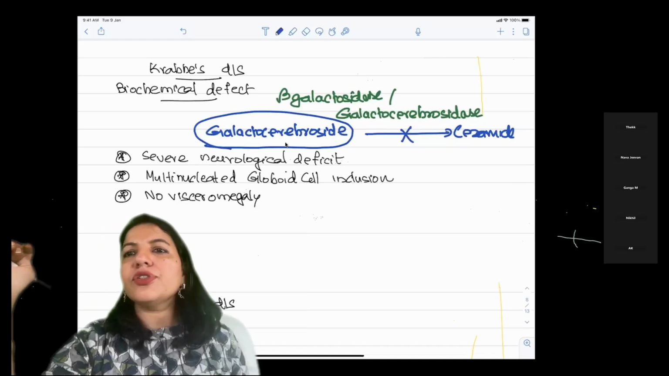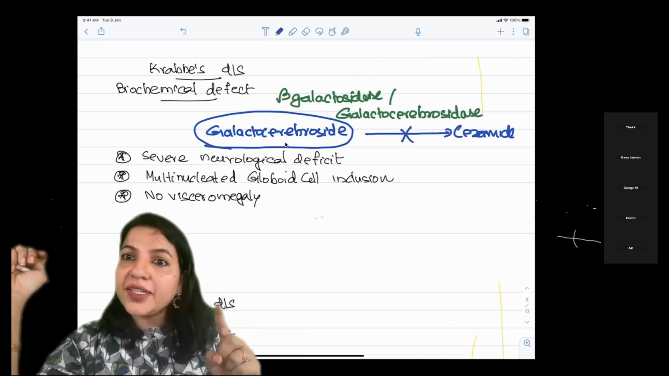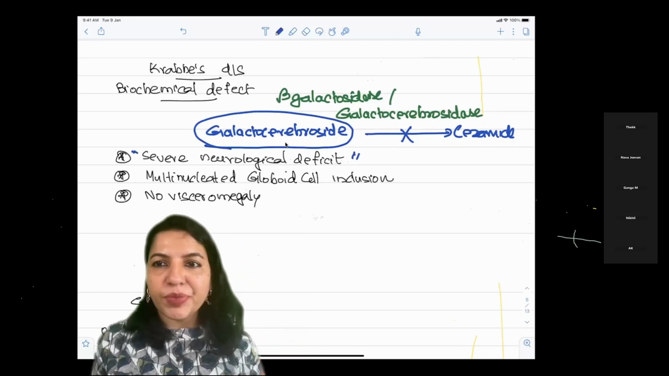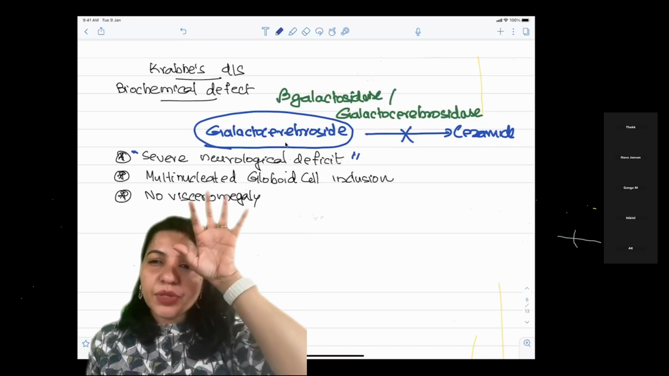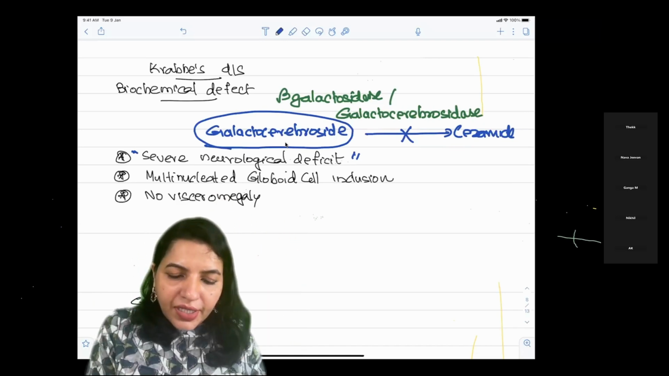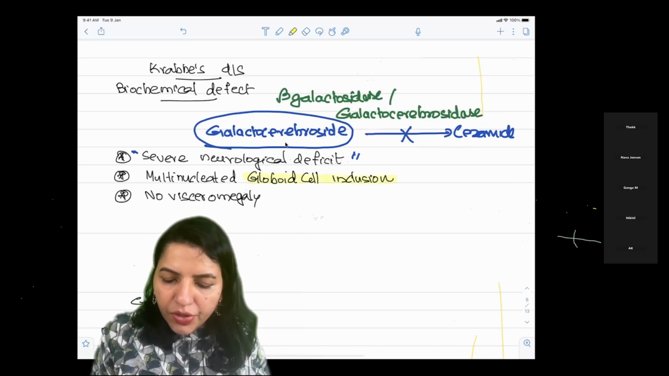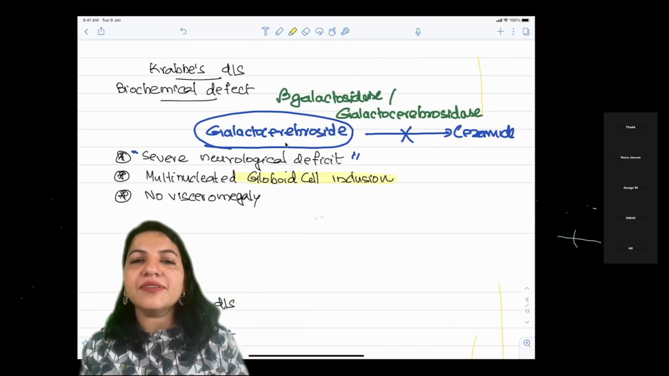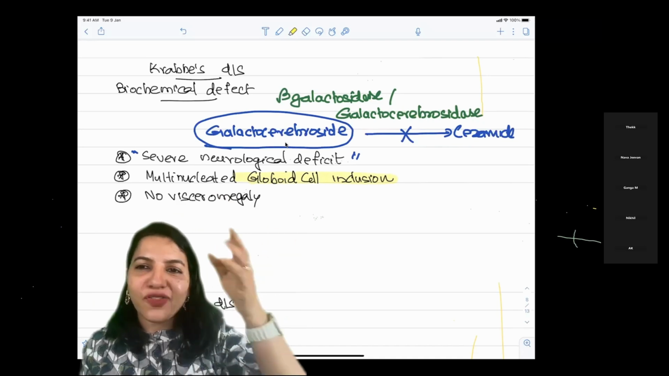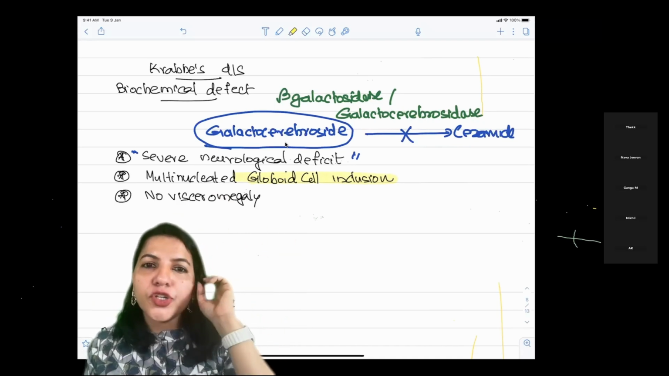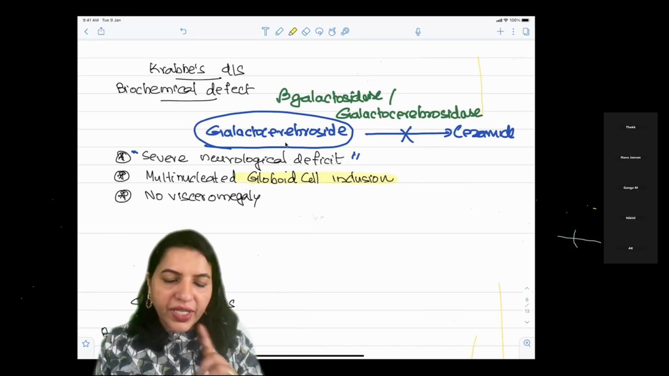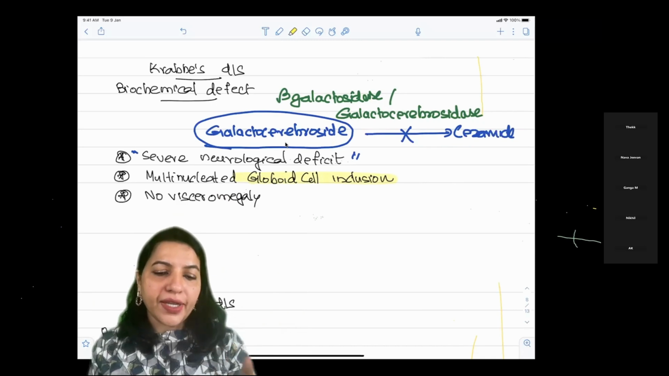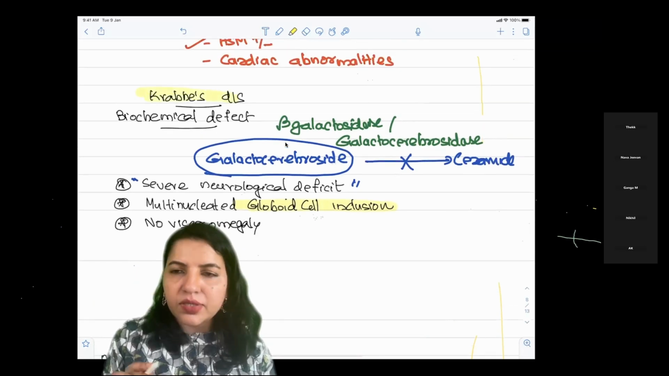So neural, which means in Krabbe disease there is severe neurological deficit. Very easy to remember. Then it has inclusion bodies; the name of the inclusion body you just learned is globoid cell inclusion. Then, will there be any visceromegaly? No. So they have severe neurological deficit, but there is no visceromegaly, in Krabbe disease.